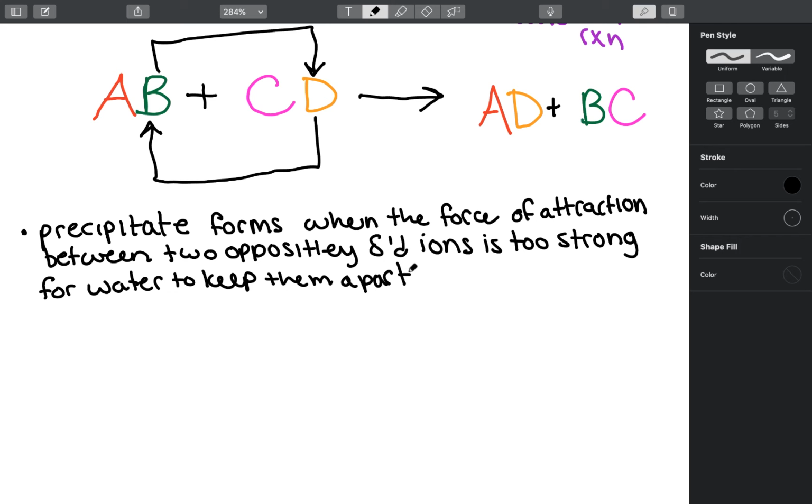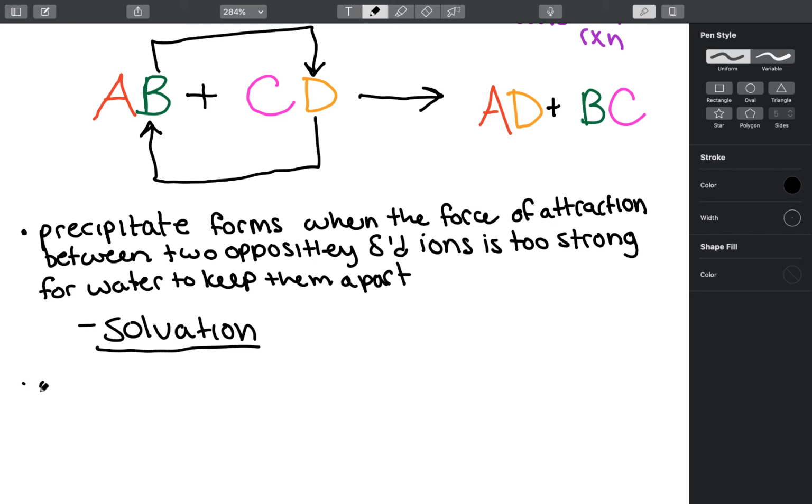You may remember from my previous video where I talked about the process of solvation. Remember that solvation is basically the process of water shielding the different ions and keeping them from reconnecting to each other. However, when the two ions have extremely strong attractive forces that pull them together, this causes them to overcome solvation and connect with each other, forming an insoluble product.